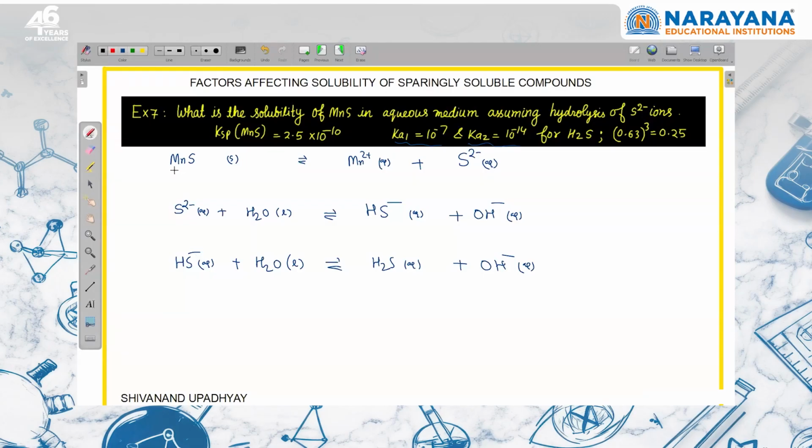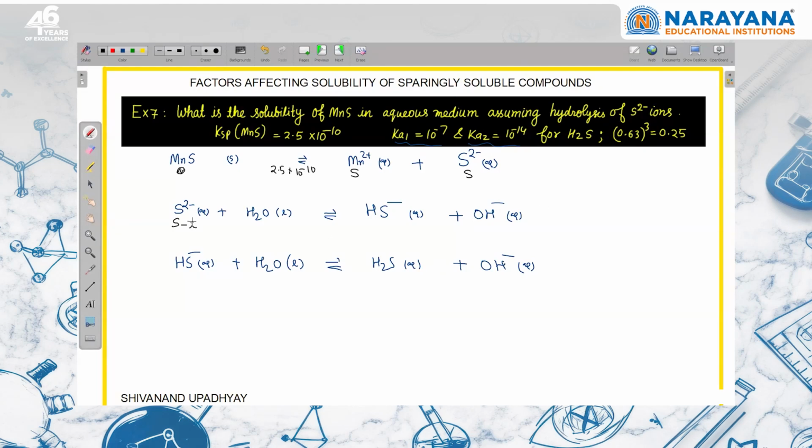Now I am writing the concentrations of different chemical species at equilibrium. So this solid is there, so from this solid we should write here S and S. Then I should write S minus X. Before that, we should know whether we can neglect X with respect to S or not. For that, I am calculating the value of the equilibrium constant. This is given as 2.5 into 10 to the power minus 10.